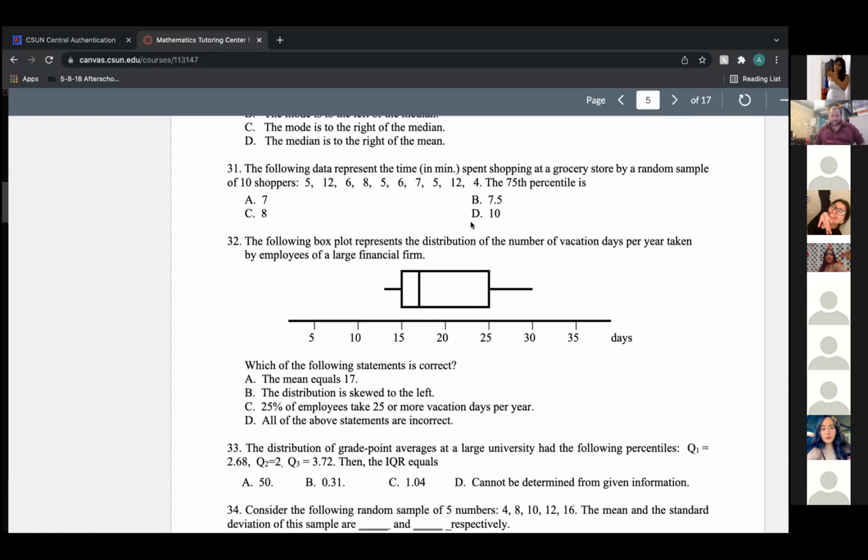So the 75th percentile will be in spot number 8, not equal to 8, but in spot number 8. When I line those numbers up from lowest to highest, spot number 8, oh my God, it's also 8. Crazy. So the answer is C, but that's just a major coincidence. It's not because it's the 8th spot, but rather because the 8th spot happens to be 8. I did that in my head. And I know you guys can't see what's going on in my brain, and trust me, you're better off that way. But is anyone not sure how to do this problem?